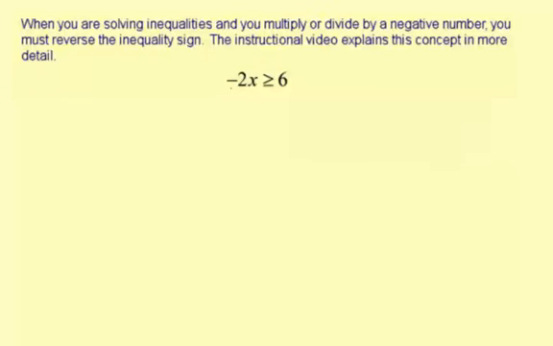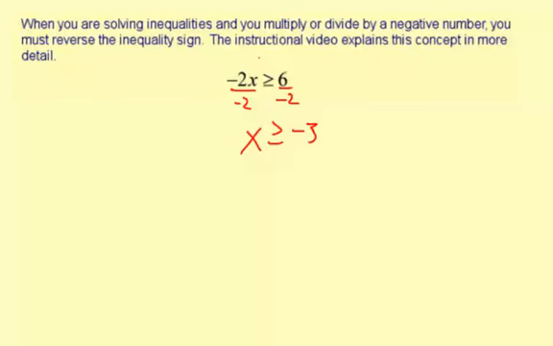Okay, so here we have negative 2 times x is greater than or equal to 6. So to solve for x, we know we need to divide both sides by negative 2. So what happens if we divide both sides by negative 2 and just leave the inequality sign where it is? Let's see, divided by negative 2, divided by negative 2. Negative 2 divided by negative 2 is just positive 1, so you get 1x, or just x, and then greater than or equal to 6 divided by negative 2, which is negative 3.